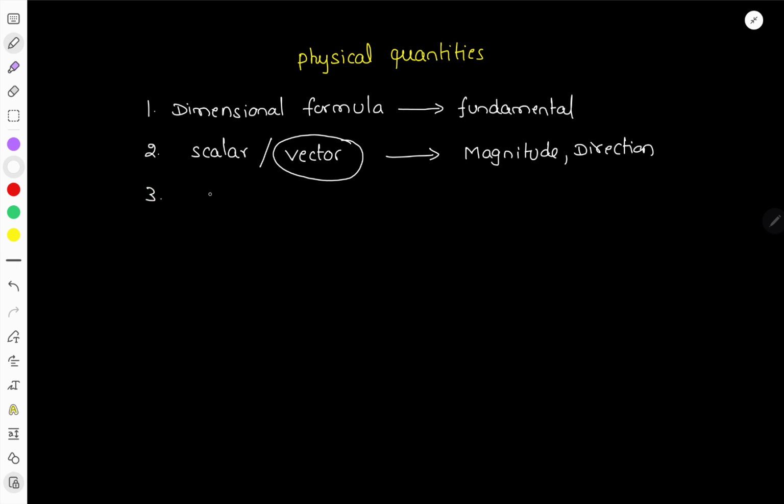Number three, what about the SI unit? Whenever we say physical quantity, it is something we can measure. That physical quantity will have a unit in which we measure it. So that's why we have to know what that SI unit is, right? At least these three minimum details are needed for understanding a physical quantity.